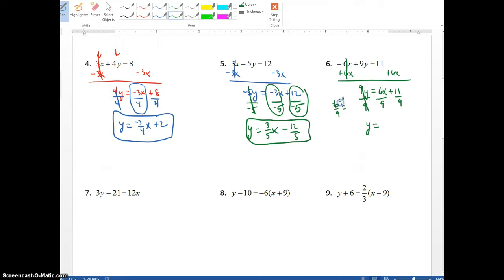Both can be divided by 3. So you would get 2 over 3x plus, can 11 ninths be reduced? No. So you would leave it as 11 ninths.